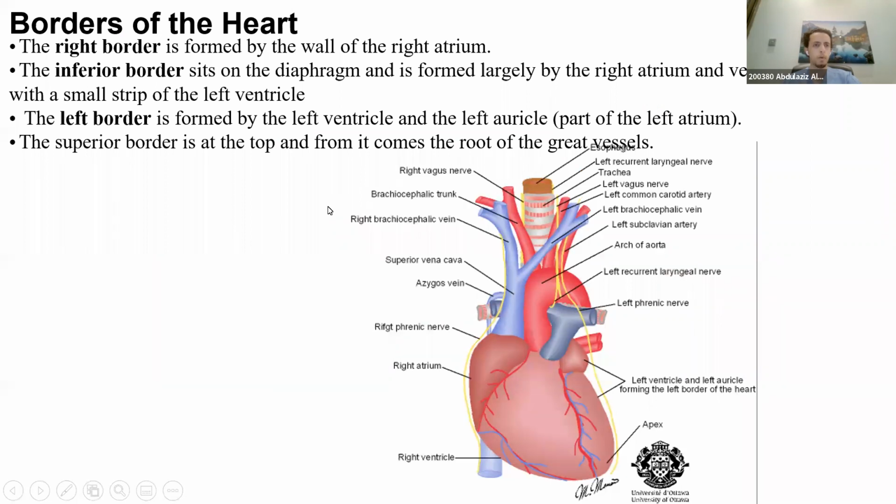Now we have, again, borders of the heart. The right border is made up by the right atrium, as you can see right here. The right atrium makes the right border. Now the inferior border, as we say, is on the diaphragm, as we showed you before, made up mainly by the right ventricle and a slight portion of the left ventricle, as we see here, and a slight portion of the right atrium, sorry. So mainly by the right ventricle. And the left border of the heart, of course, is made up by the left ventricle and a little bit of the left auricle.